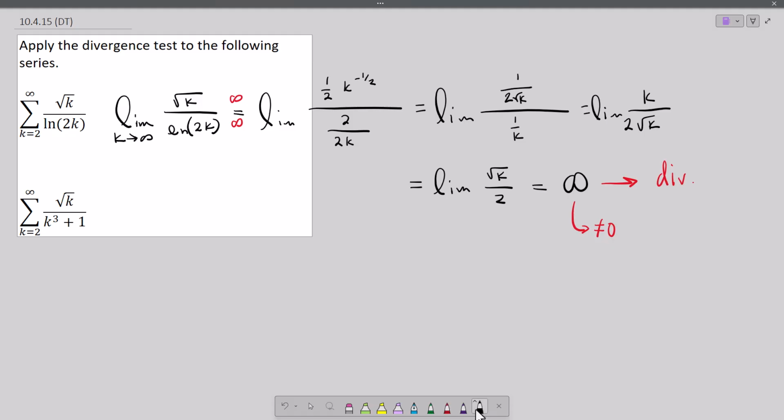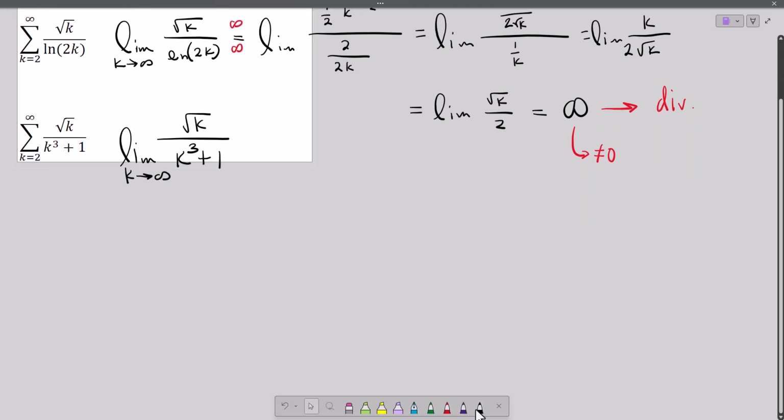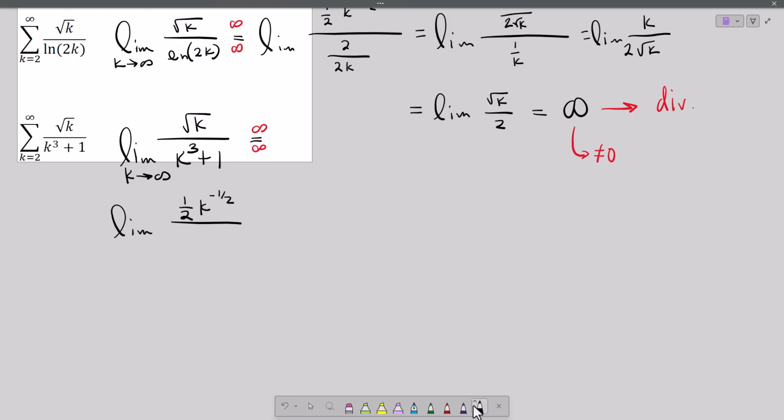This one, take the limit as k goes to infinity of square root of k over k cubed plus 1. Again, this is L'Hopital. So we have infinity over infinity. So we take the derivative of the top, the derivative of the bottom, so that's 1/2 k to the minus 1/2. The derivative down here is 3k squared. So this will be the limit of 1/6.